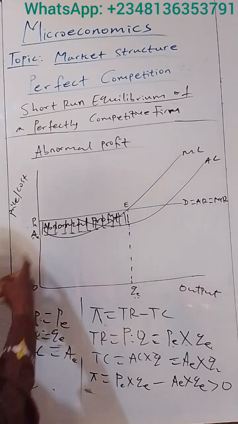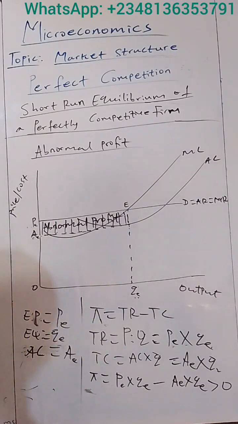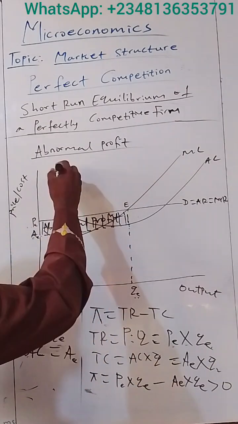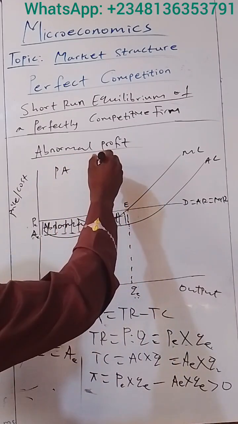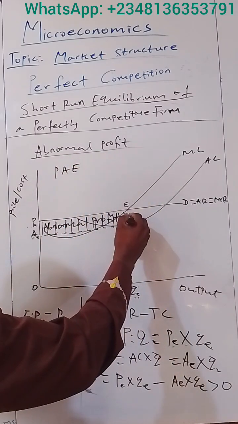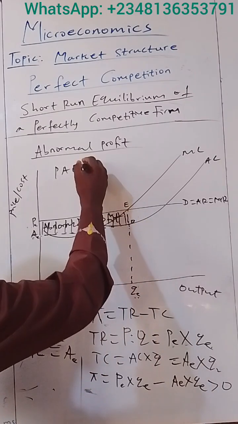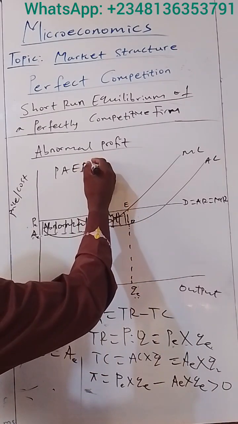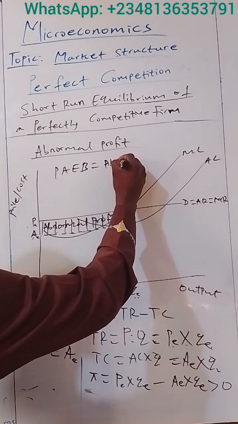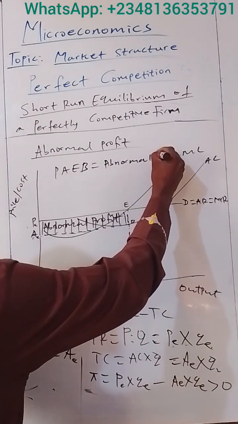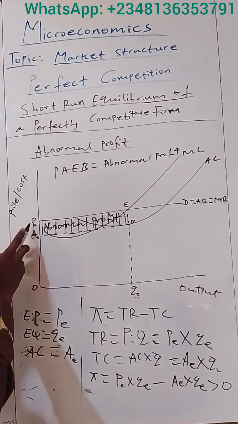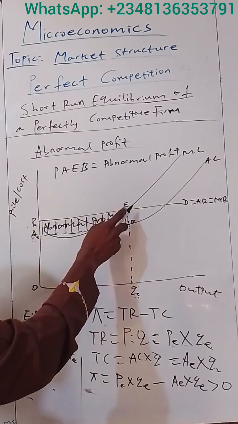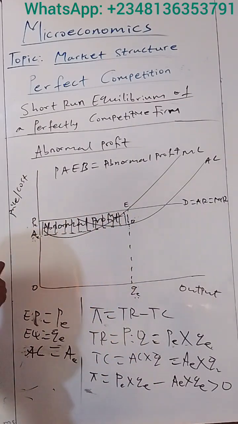This area also represents the abnormal profit of the firm. If I label this one as B, that is the abnormal profit. This represents the abnormal profit of the firm. That is PEAB. That rectangular area represents the abnormal profit of the firm.